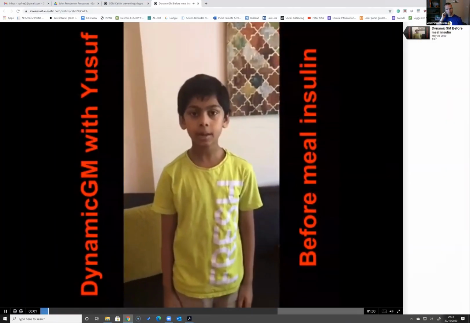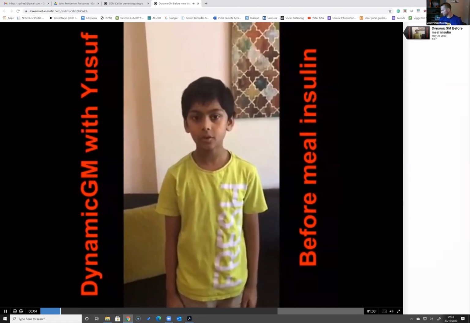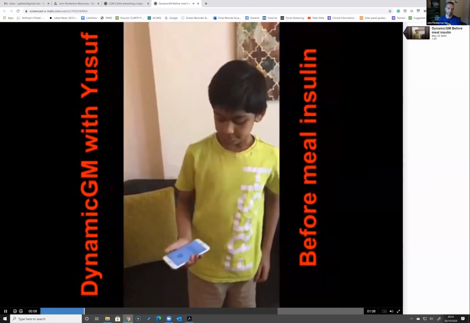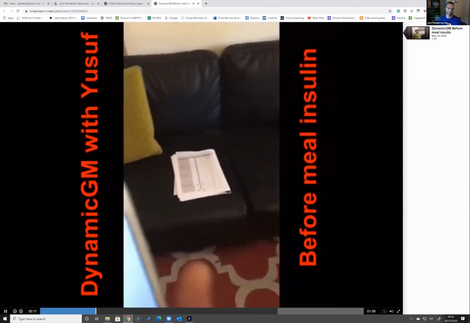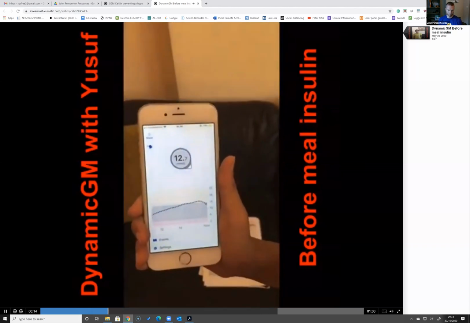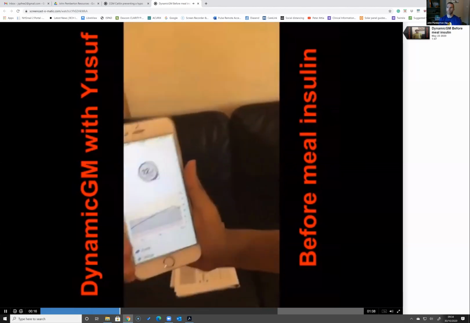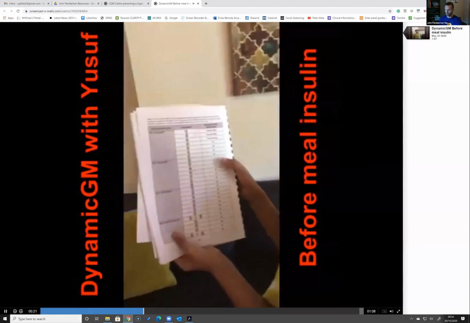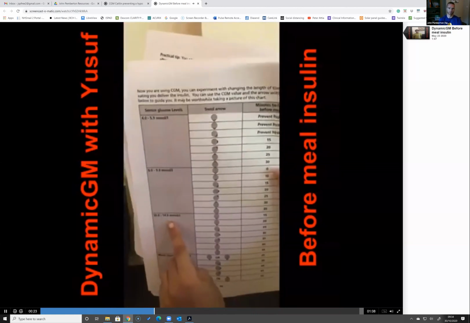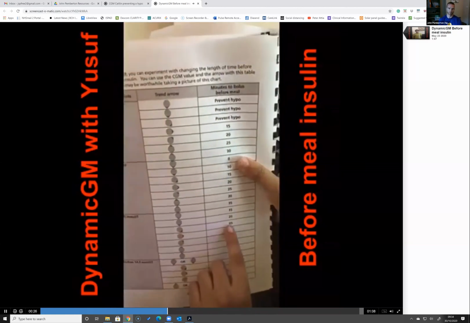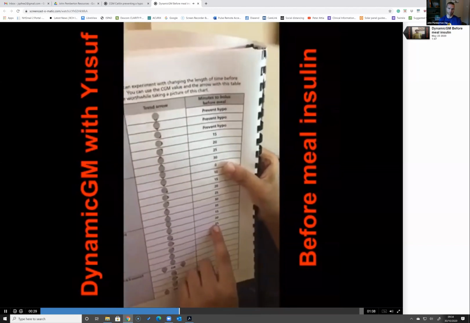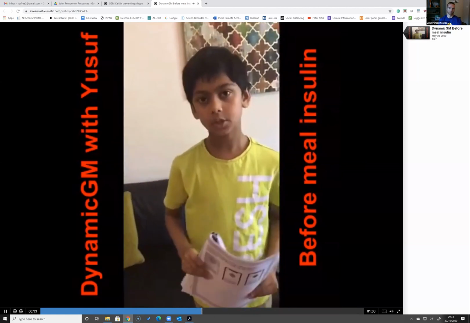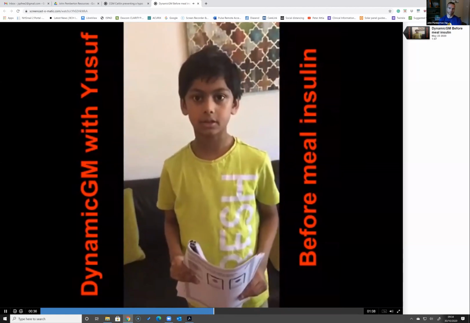Hello everyone, my name is Yusuf and today I'll be telling you how I use dynamic CGM to help me with decisions. So right now, my Dexcom is 12.7, slowly falling. And now, on the chart, I'm in between 10 and 14 millimoles, and I am slowly falling. And it says 25 minutes before I start eating. So I'm going to give myself insulin and then wait 25 minutes before I start eating my lunch.